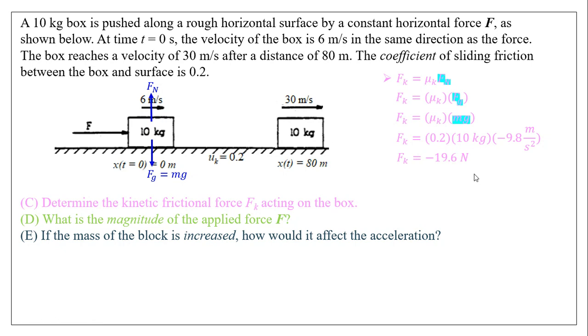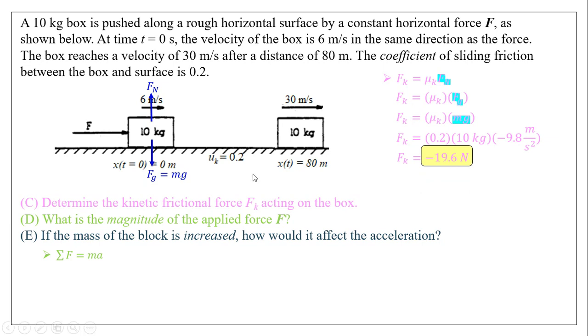In this particular problem, the box is being pushed to the right. So I know the kinetic frictional force, F of K, must be opposing that. So opposite of right is left, and left in this case would be negative. So I know my answer is reasonable. Okay? So therefore, I'm just going to go ahead and highlight that, negative 19.6 Newton.